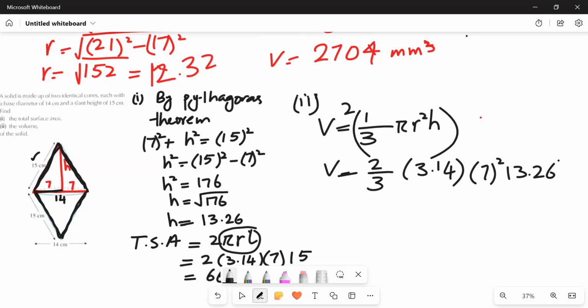So the answer is 1360.12. So this is the volume of these two cones. It is in cubic centimeter because it is a volume.